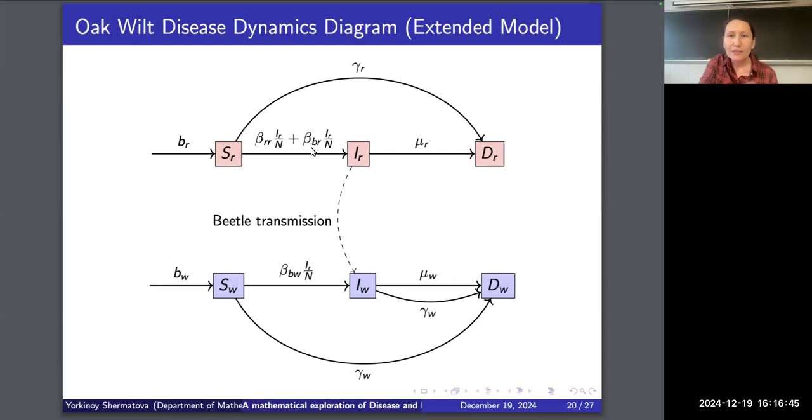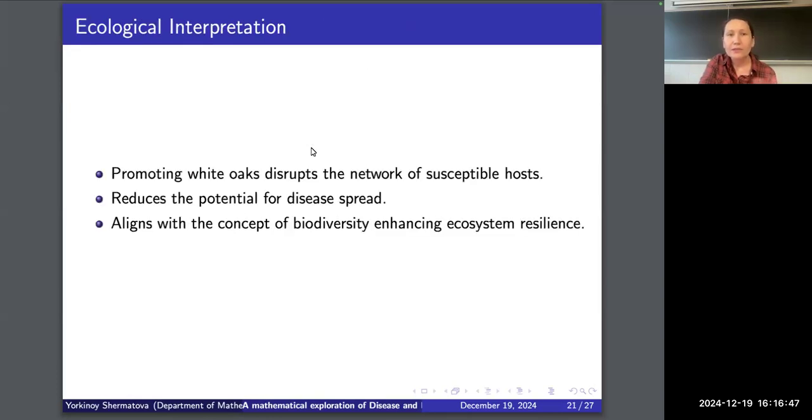I'm not going to talk about the extended model. The ecological interpretation would be: promoting white oaks disrupts the network, because a major part of the disease spread is happening through the connected roots, and this reduces the potential for disease spread. And we think this aligns with the concept of biodiversity enhancing ecosystem resilience.